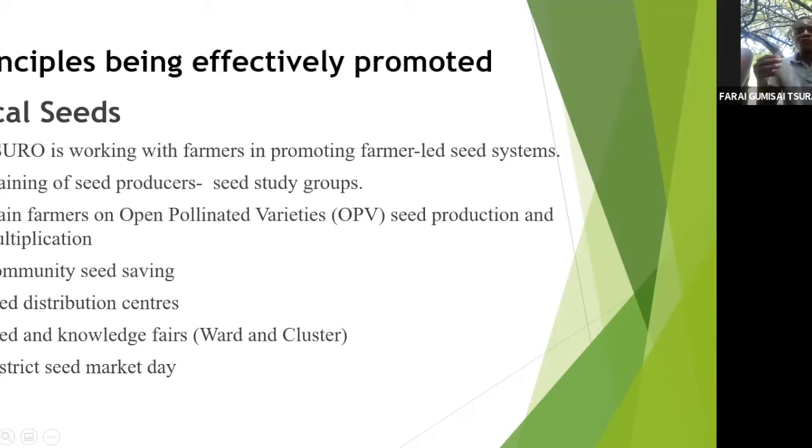Then from there, we have the seed distribution centers. These seed distribution centers are located in various areas so that, because we know that farmers specialize in different seeds, some a farmer might be specializing in beans production or maize. In this seed distribution center, that is where the seed will be stored. Then if someone wants the seed, you access that seed from the distribution centers.